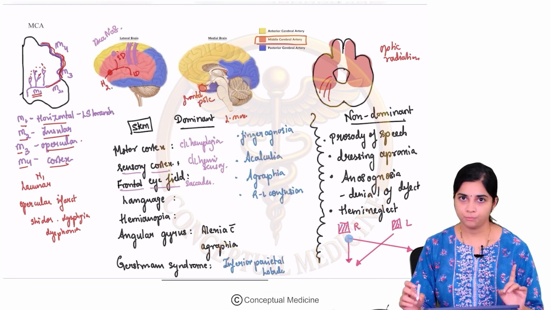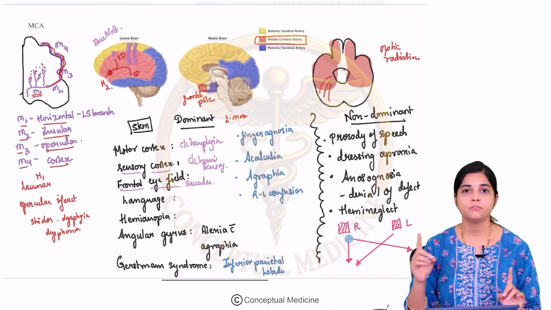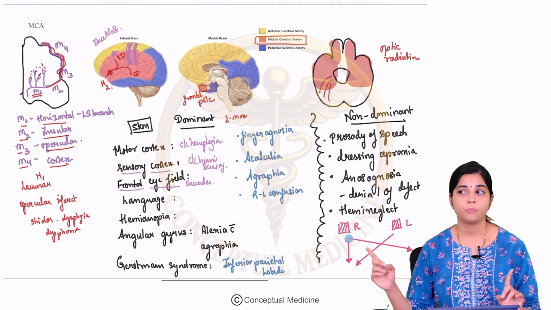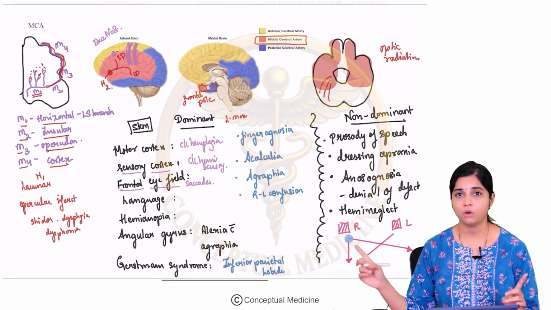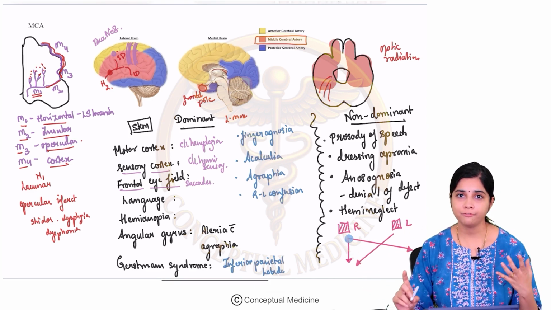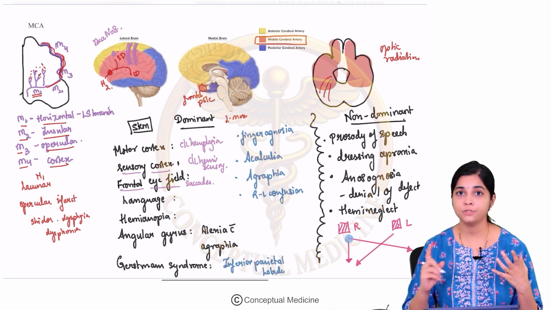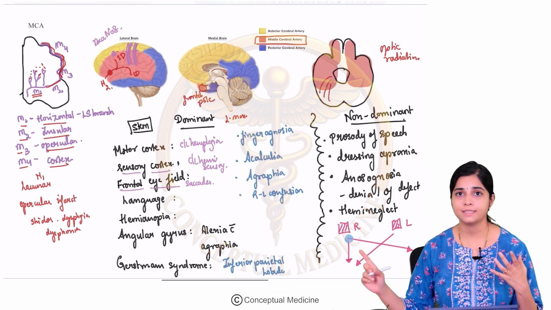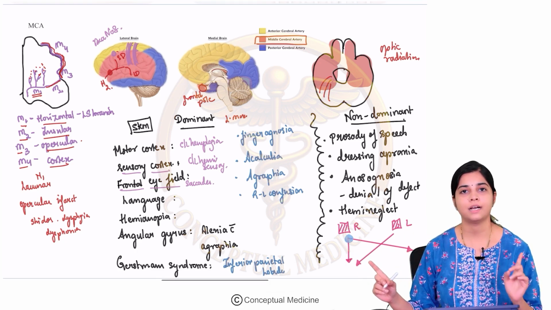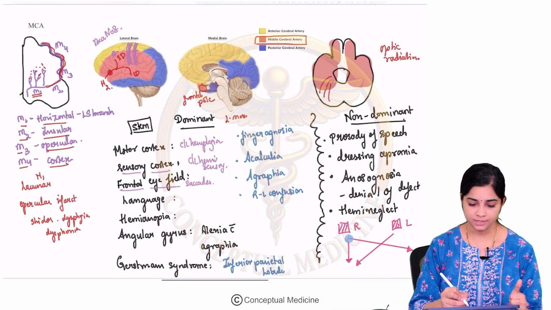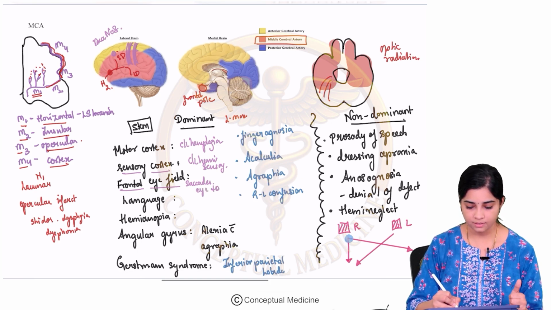So the frontal eye field is responsible for the movement of eyes towards the opposite side. So it's responsible for the opposite side saccade. If your left frontal eye field is affected, you cannot look to the right. The right-sided saccadic movement is lost and hence the eyes are pointing towards the same side. So frontal eye field lesions will result in eyes pointing towards the affected side.